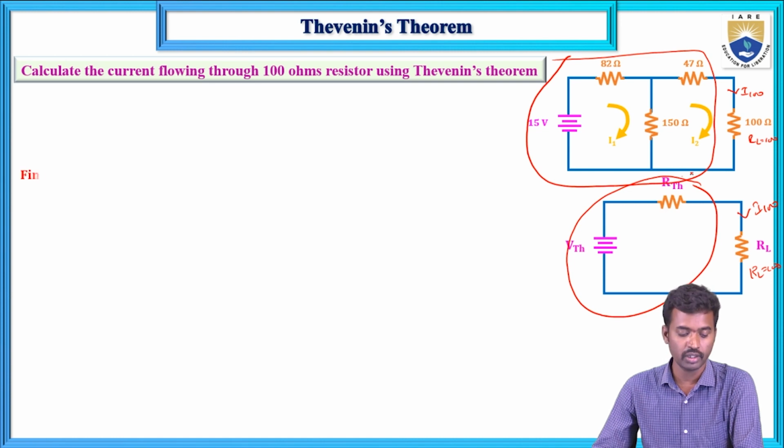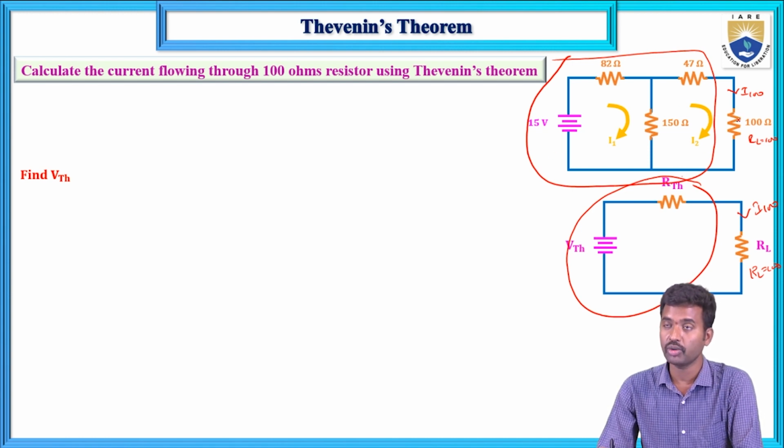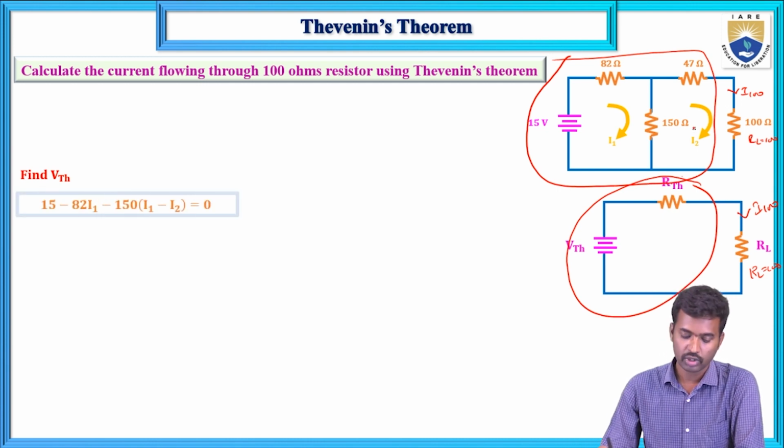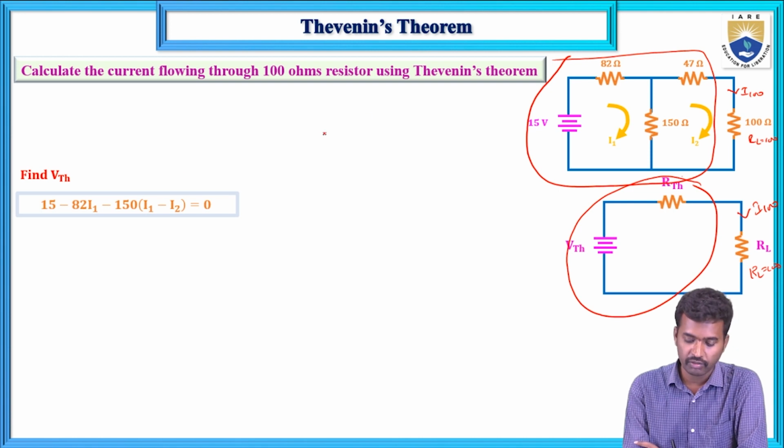First I will determine VTH. VTH can be calculated when the load resistance is removed from the given circuit. From this circuit, remove the load resistance and calculate the open circuit voltage by using mesh analysis or nodal analysis, any circuit analysis method. So first remove the load resistance from the given circuit. First draw the given circuit.